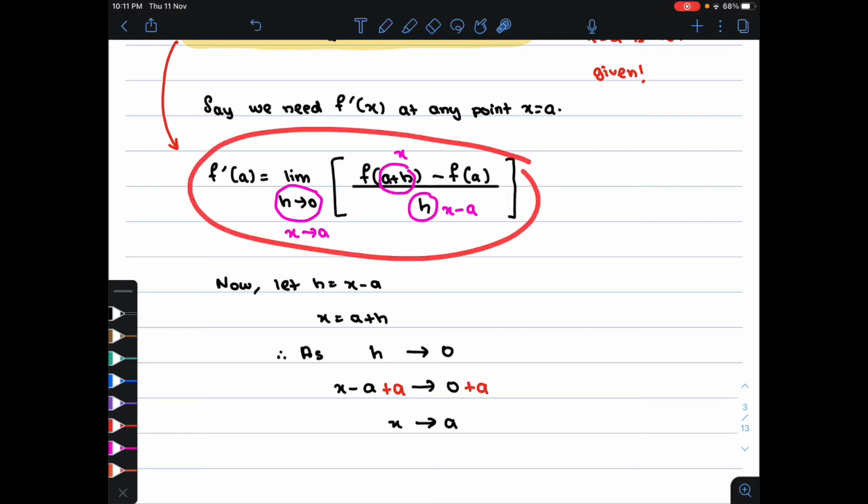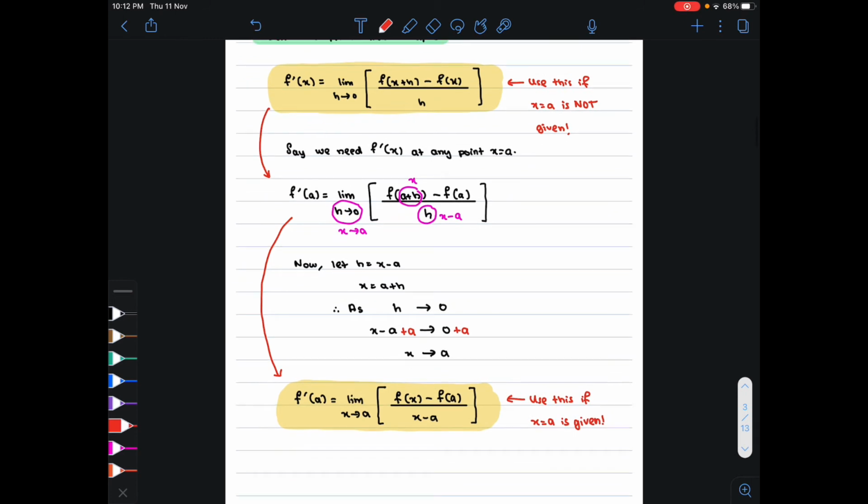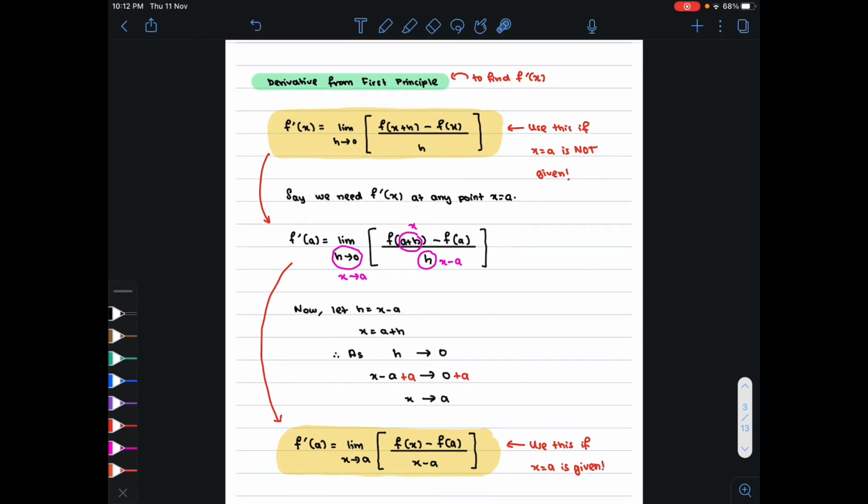So let's rewrite everything here. And we will get this equation. So this formula is also called the first principle of differentiation. But we will only use this formula if x equal to a is given. A specific value of x is given to you. So as you can see, for the first principle of differentiation, we have two formulas. This is the first one, and we will use it when x equal to a is not given. This is the second one, and it is only used when x equal to a is given.